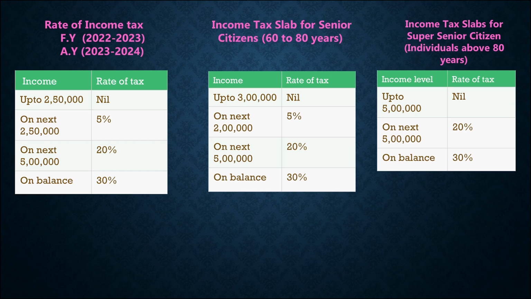And income tax slab for super senior citizens, individuals above 80 years. Income level up to 5 lakh, the rate of tax is nil. Income level on the next 5 lakh, 20%, and income level on the balance, 30%.